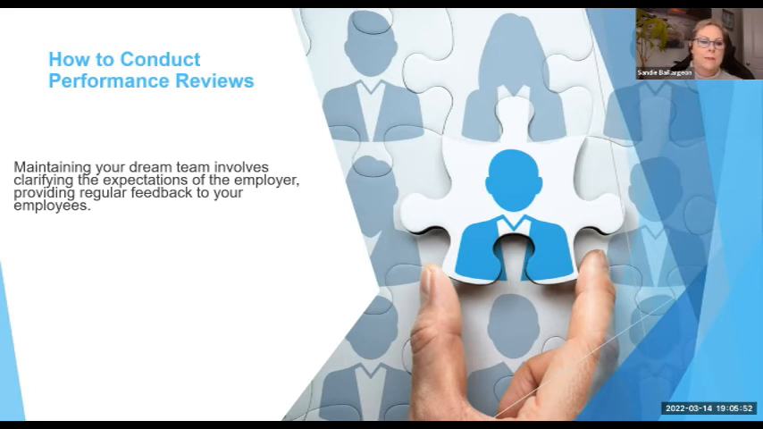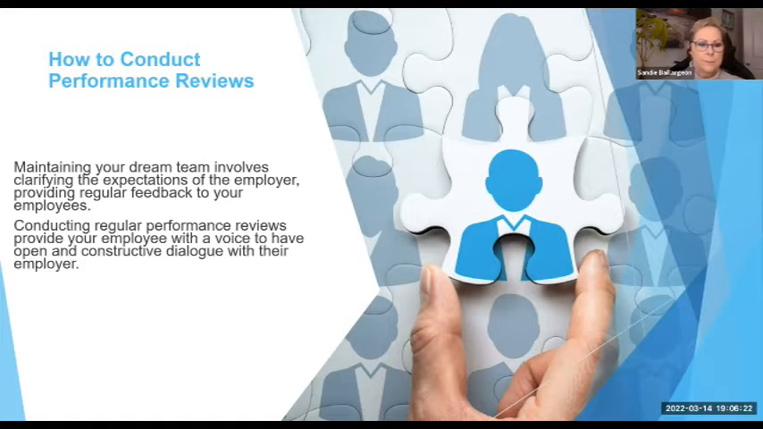Maintaining your dream team involves clarifying the expectations of the employer, as well as providing regular feedback to your employees. And I will tell you, in all of the practices that I go into, although some employers may be reluctant to do performance reviews, the team always tells me that they really want performance reviews. They need to know how they're doing. They need to know what the doctor is expecting. So this is a critical part of your HR infrastructure.